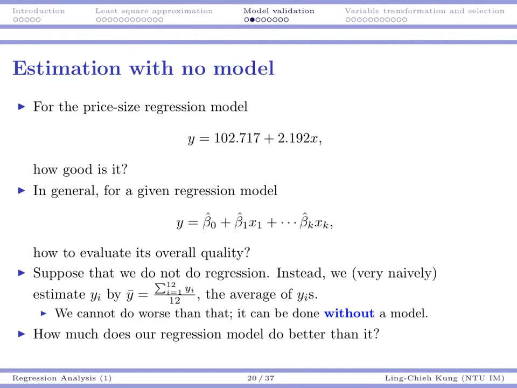Okay, you can see that this idea is very bad, and in some sense we cannot do worse than that, because we have no model to do the prediction, and we have information for x, we have the size information, but we completely ignore it. So it just cannot be worse. Okay, this is the worst way to do prediction. So now we want to know how much better our regression model does than that.